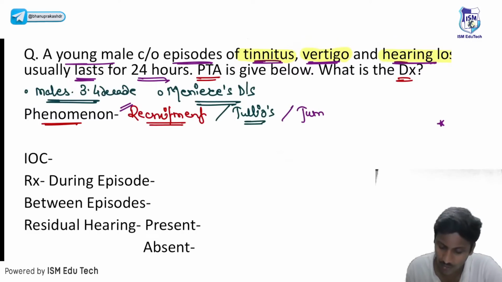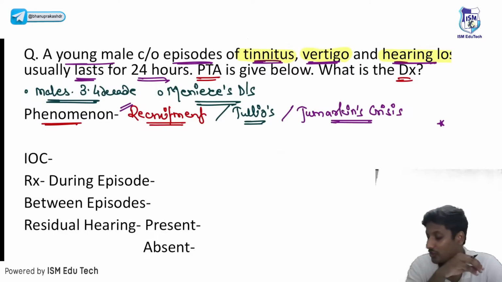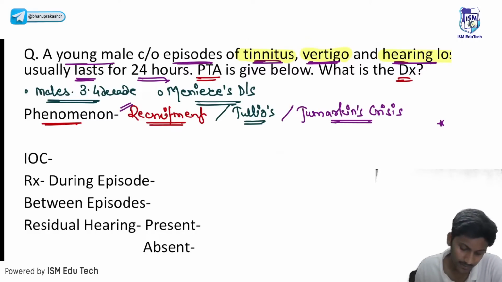And the last one is Tumarkin's crisis. What happens during an episode of Meniere's disease? The patient will fall down, but he is not unconscious. Without turning unconscious, the patient falls down. He has not become unconscious, but still the patient falls down during an episode. That is Tumarkin's crisis.